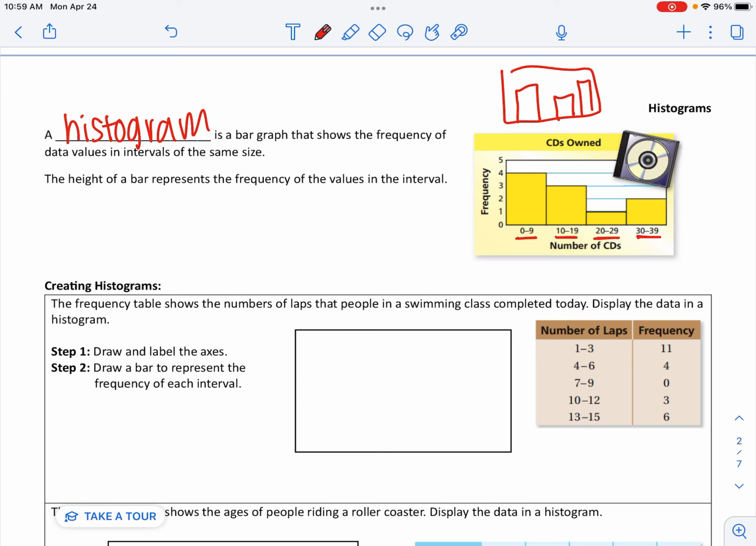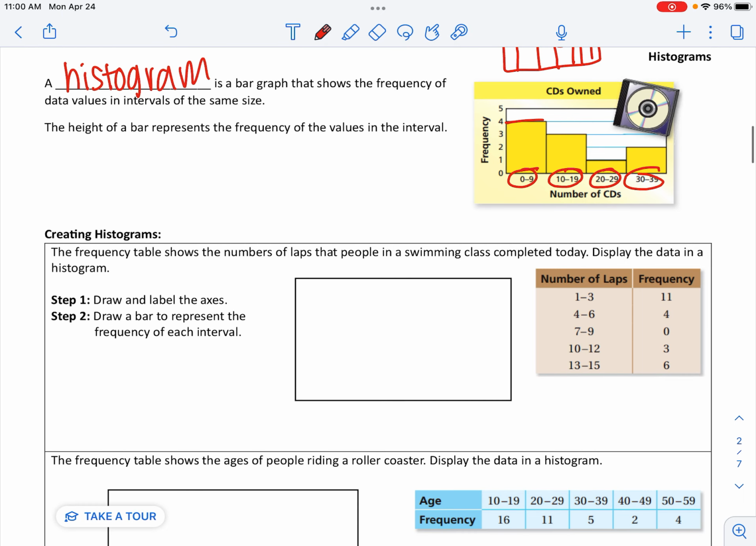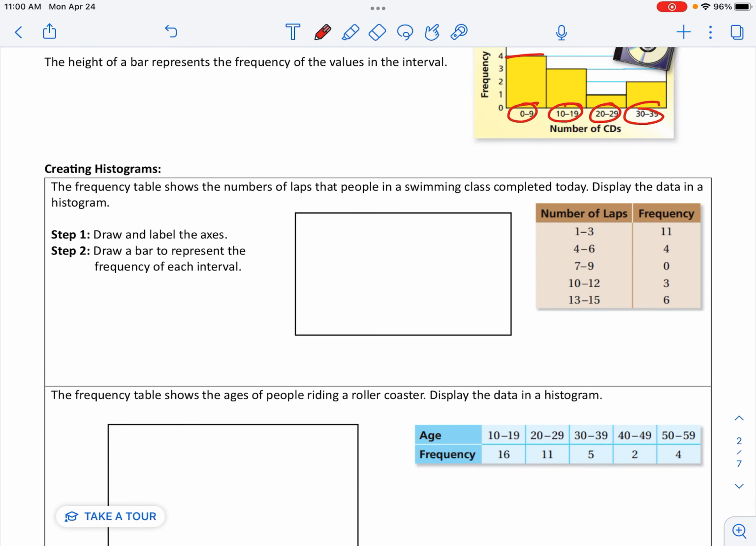Those are intervals. Okay, so the frequency of CDs owned, anyone with 0 to 9, there were 4 of them because that's how far up it went. Okay. So that's the difference between a histogram and a bar graph. Bar graphs would just have one number. They would just have like 9 and 10 and 11 and 12 or something like that. Whereas histograms are intervals, which is what these are. All right. So we're going to be creating a histogram. The frequency table shows the numbers of laps, just ignore my phone, that people in a swimming class completed today.